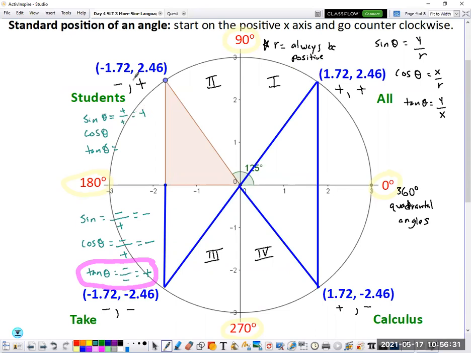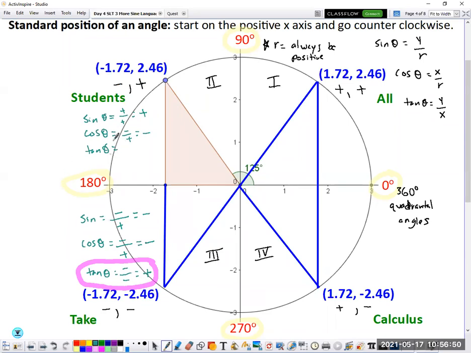What's a positive divided by positive? Positive. Okay. Hey, Hayden, if I'm in the second quadrant, cosine is x over r. X is negative, R is positive. Divide it and you get a negative. That's sad. I like positive numbers.